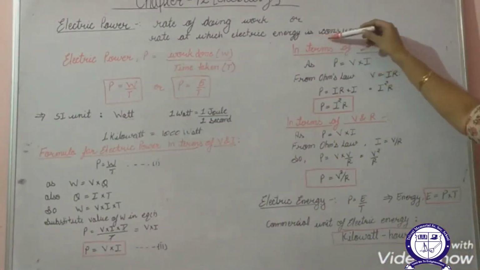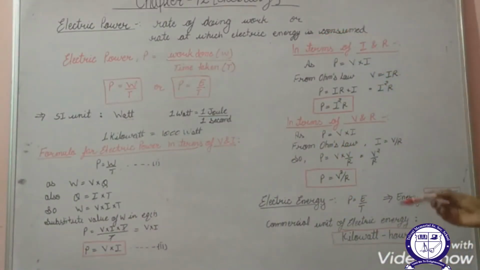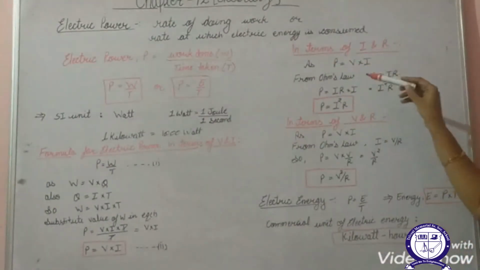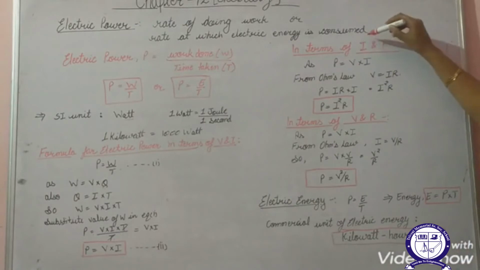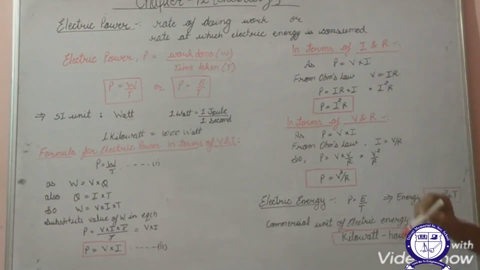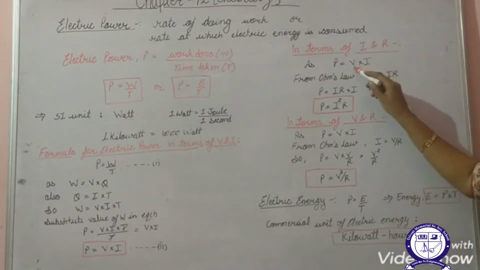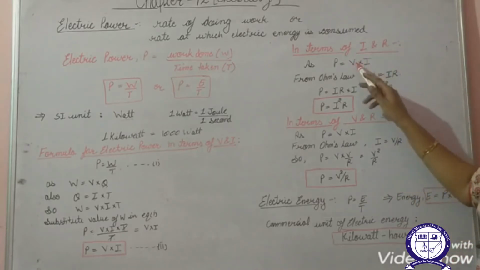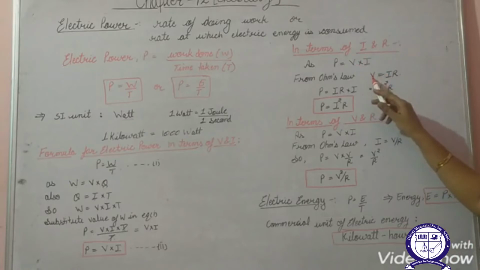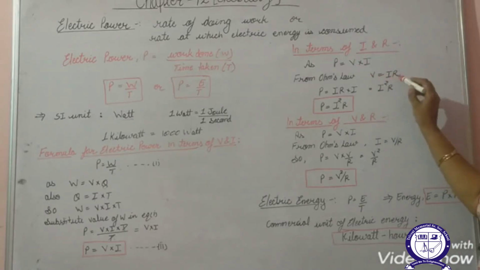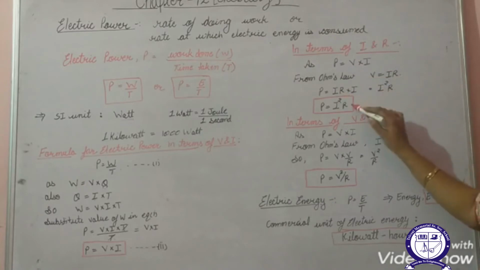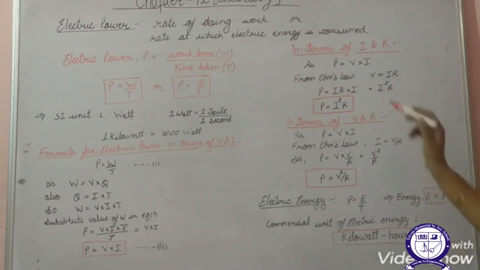Next is the formula for power in terms of current and resistance. So we'll start from here, that power is equal to V into I. Now here what we want is in terms of current and resistance. The current is already there. So instead of voltage, what we want is resistance. So using Ohm's law, we'll substitute the value of V. So V is equal to IR, we'll substitute this value here. So what we'll get? I square into R. So this is the second formula for power in terms of current and resistance.